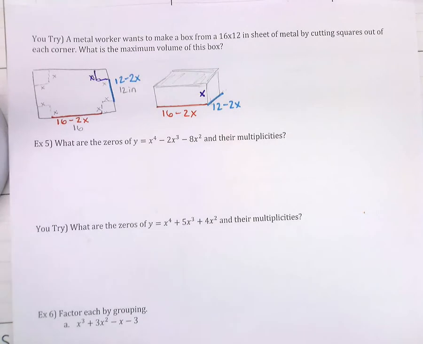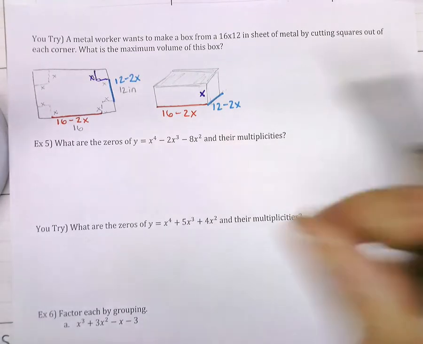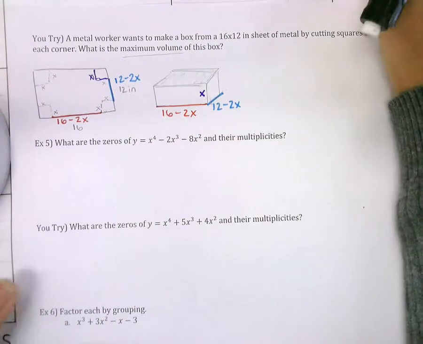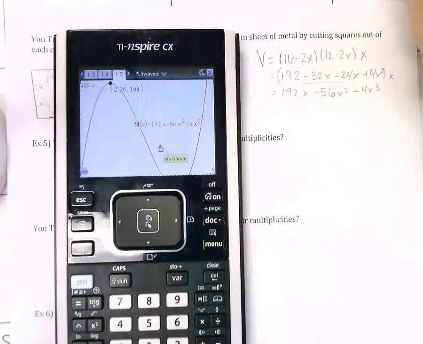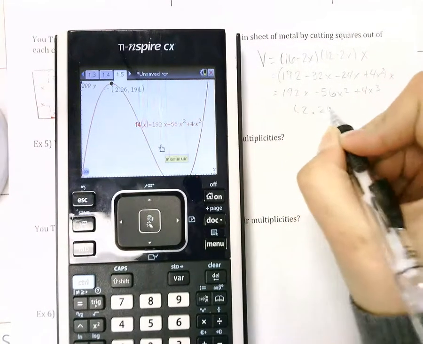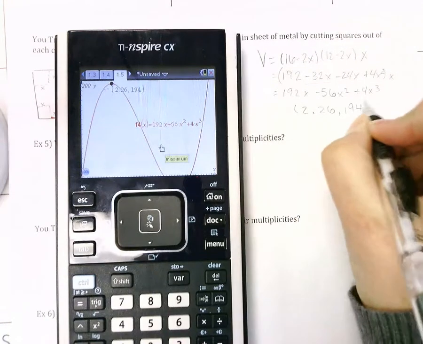You see that? So x is my height. So how do we find volume? Length times width times height. Okay, and we want the maximum volume. Can you handle it from here? So 16 minus 2x times... All right, so it tells me 2.26 and 194 is my maximum.